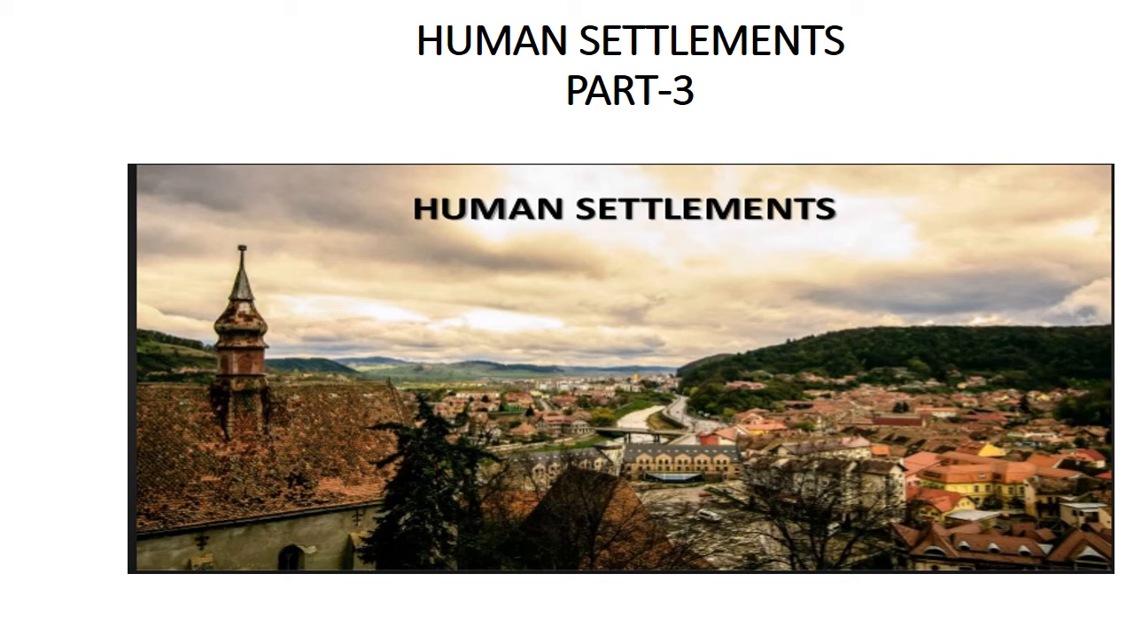Now we are going to study human settlements part 3. In the previous parts, that is part 1 and part 2, we have studied human settlement: what is human settlement and what are the different types? We have already discussed the circular settlement, triangular pattern, rectangular pattern, radial pattern and linear type of settlement, as well as patternless settlement. So all these topics we have covered already in part 1 and part 2.